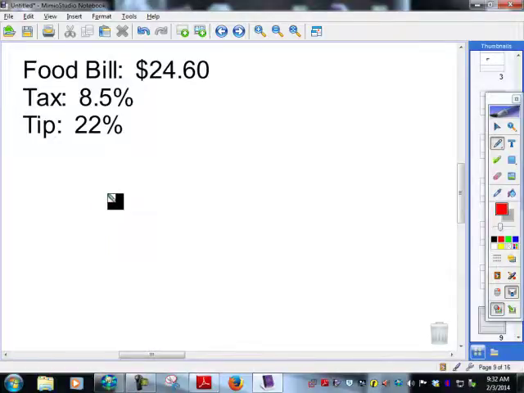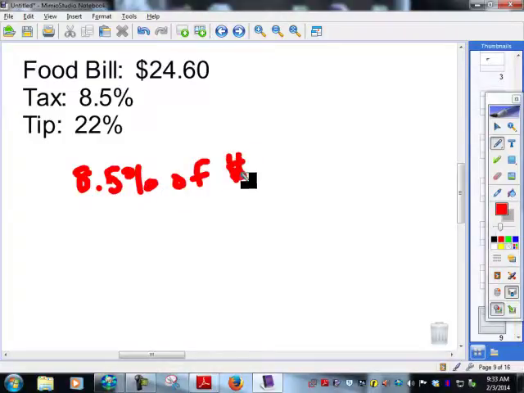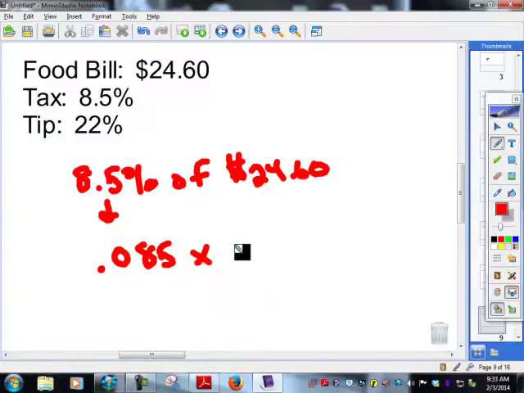Okay? You have to figure out what 8.5% of 24.60 is. Right, guys? I got to convert this to a decimal, which would be 0.085. Everybody clear so far? Times 24.60. Does anybody got the answer for that?